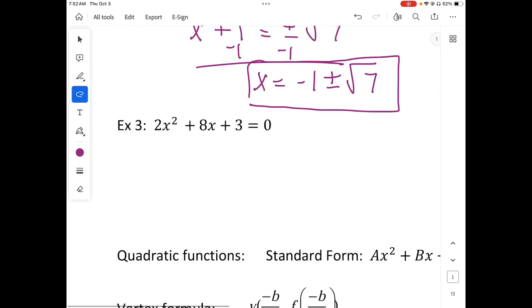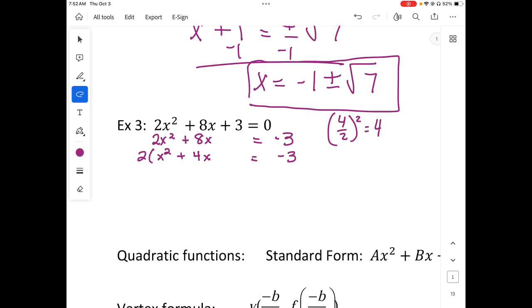Okay, let's go to the next one. 2x squared plus 8x. I'm going to move that other number over, negative 3. Going to factor out that 2, just to simplify it a little bit. So we would do the 4 over 2, which is 2, squared is 4. What I add to both sides is actually, if I distribute the 2 times the 4, so I'm actually adding 8.